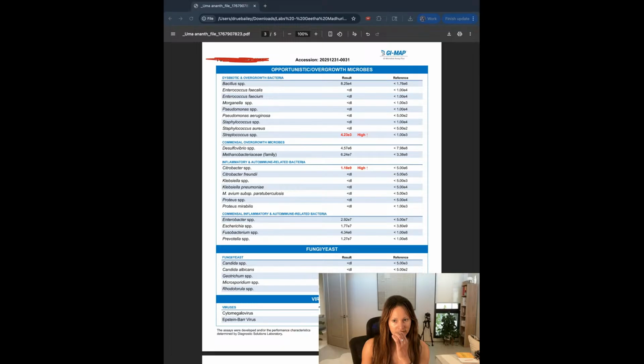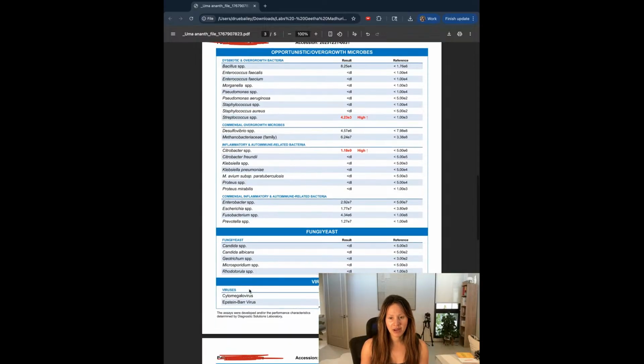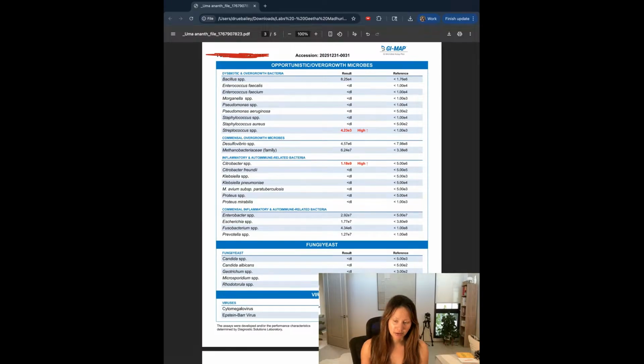Okay, so let's see. On this next page, we do see some streptococcus. We also have citrobacter right there. And this next page, if you're not familiar with the GI map, this is our opportunistic microbes. And I always like to think of this as a forest, right? It's like the Amazon rainforest.